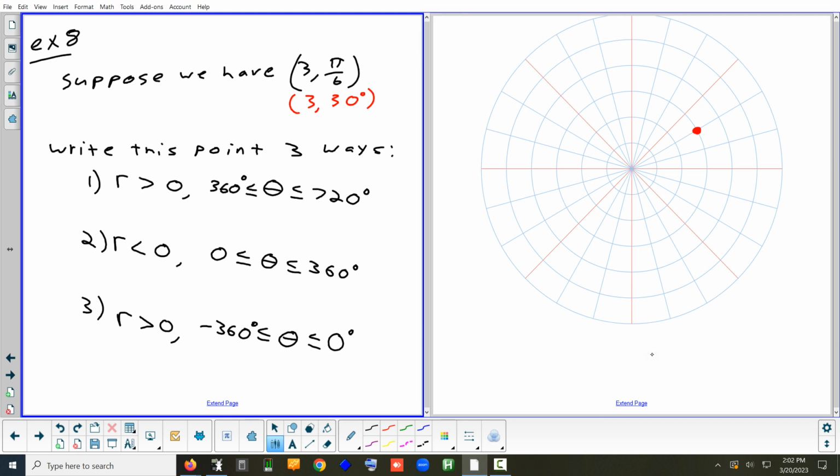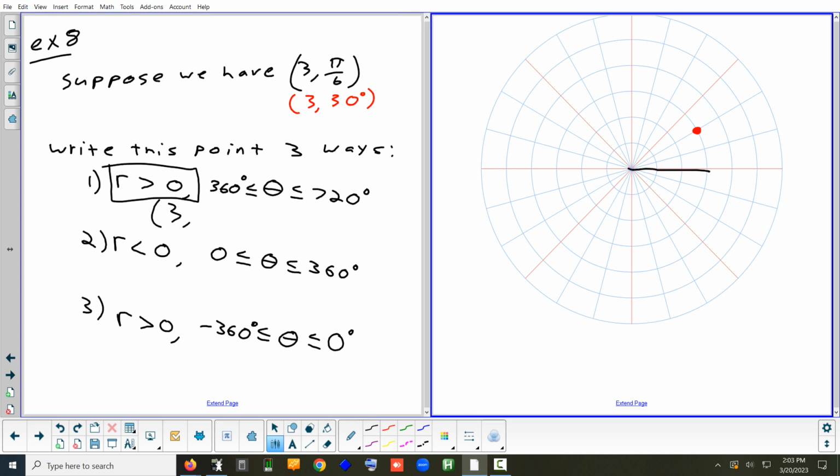Okay, so between 360 and 720 means between 1 and 2 times. Well, if you want the radius to be 3, or negative 3, because it has to be one of those 2 numbers, which one does it have to be this time to meet that condition? 3. It's got to be 3. So we're going to start by going 3 units to the right. And then they want us to go around between 1 and 2 times. Which way? Clockwise or counterclockwise? Counterclockwise. So they want us to do this.